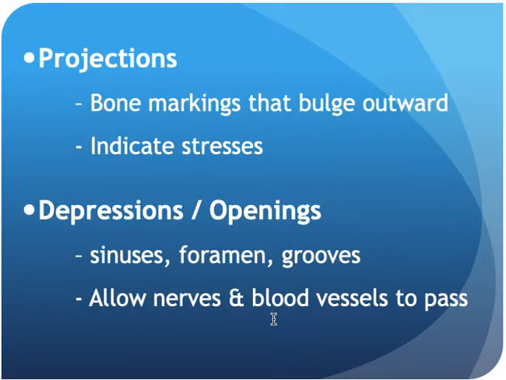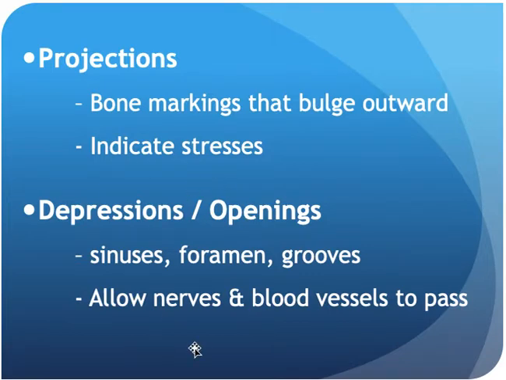So projections, by definition, are bone markings that bulge outward. They're going to indicate stress. So anytime your muscles pull on certain parts of the bone, your body's going to try to make those a little bit stronger, and it'll lay down more bone, which will indicate that there's stress and some force is being applied there.